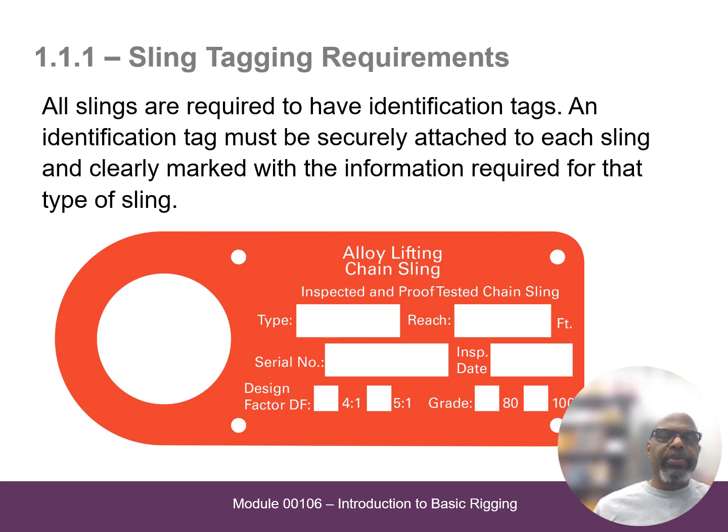So all slings are required to have identification tags. An identification tag must be securely attached to each sling and clearly marked with the information required for that type of sling. If you look at this diagram of a tag, you can see a lot of information about that sling.